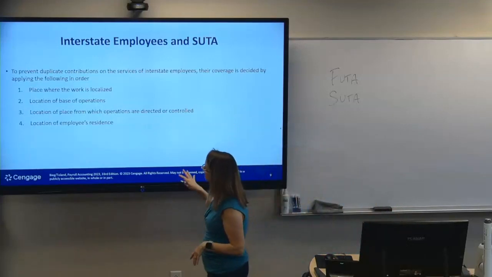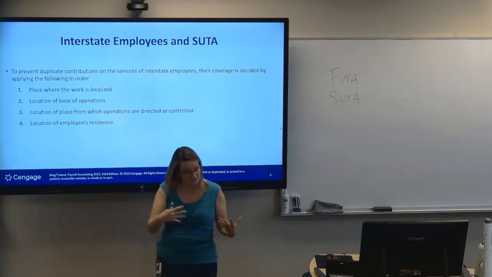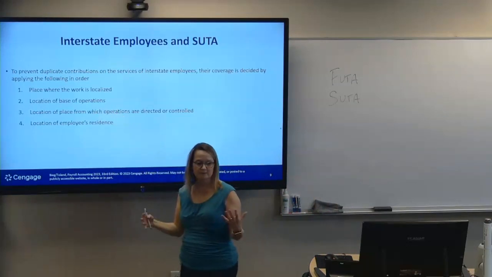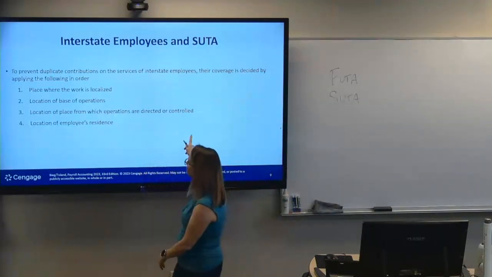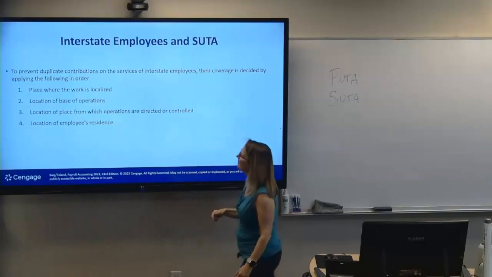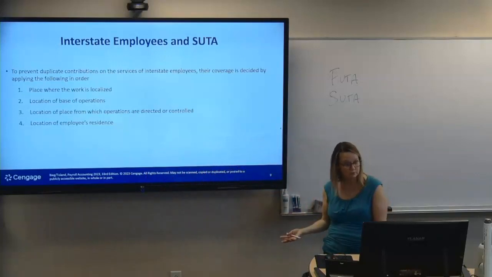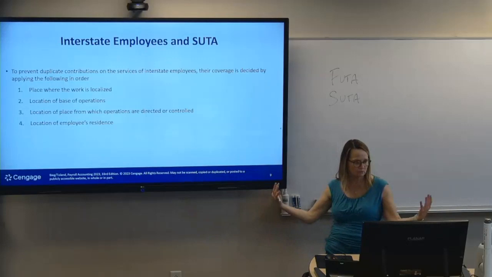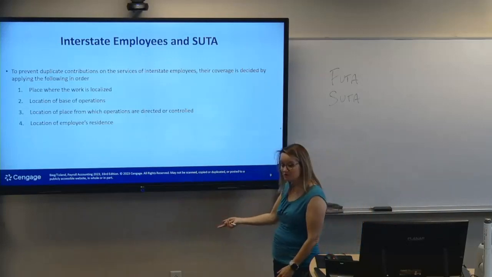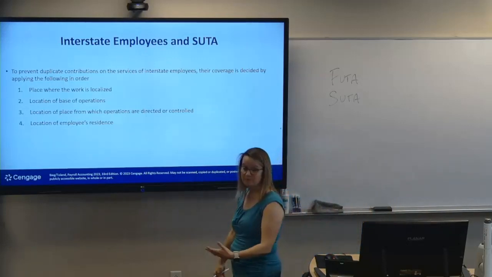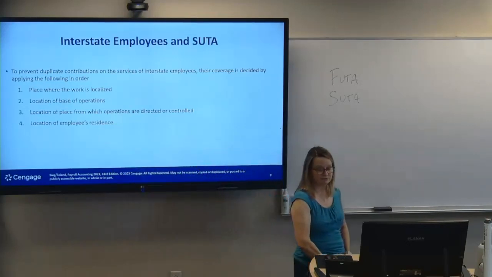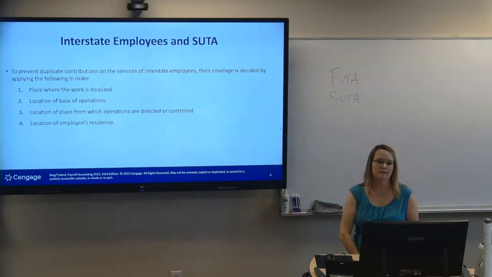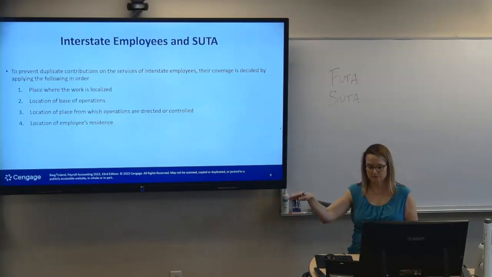If you still can't determine that for the employee, maybe there's no base of operations because they're always in their car. Then we look at the location of the place from which operations are directed or controlled. So where's their supervisor located? If we still can't determine that, because maybe there is no supervisor, who knows? The location of the employee's residence would be the final determining factor. Where do they live? That's where they're going to be subject to SUTA.